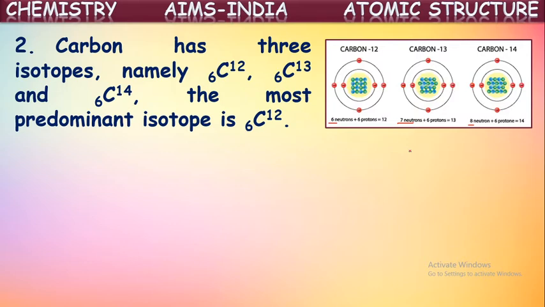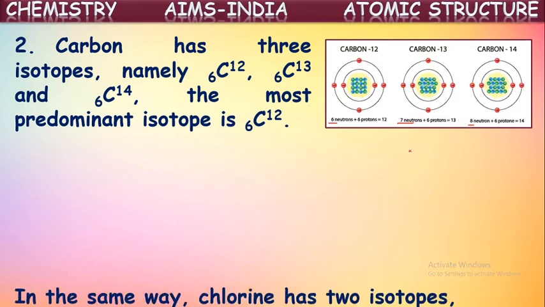Such atoms of an element which have the same atomic number but different mass numbers are called isotopes. So the isotopes of carbon are three: carbon-12, carbon-13, carbon-14. Out of these, the mostly existing carbon in nature is carbon-12. The remaining two are rarely existing, just like for hydrogen, where protium is mostly available. Here for carbon also, carbon-12 is mostly existing. The remaining two are rarely existing.